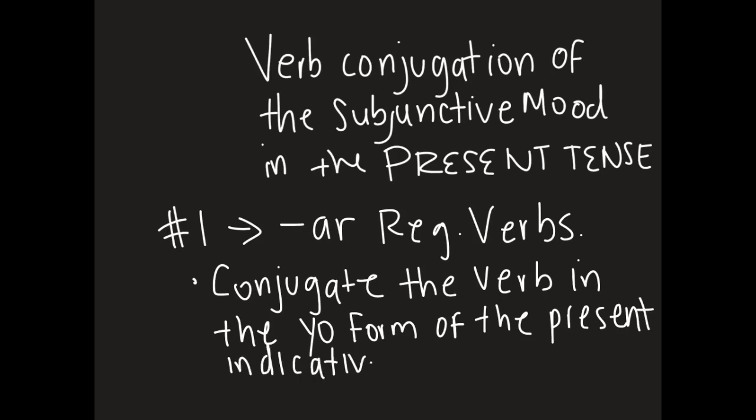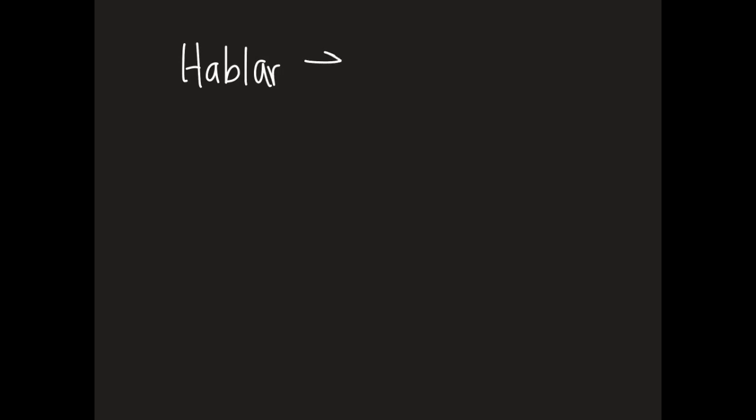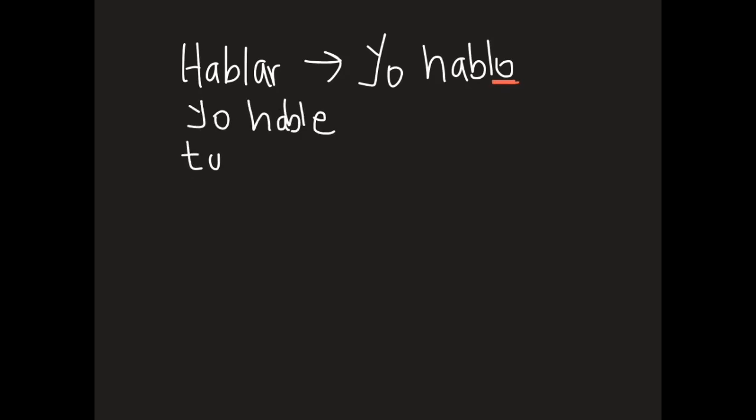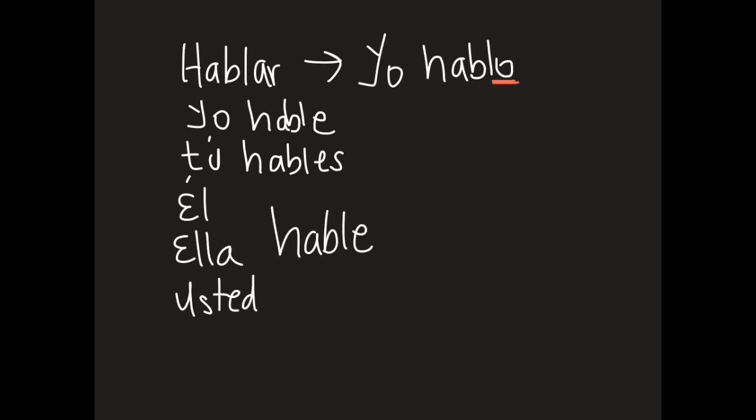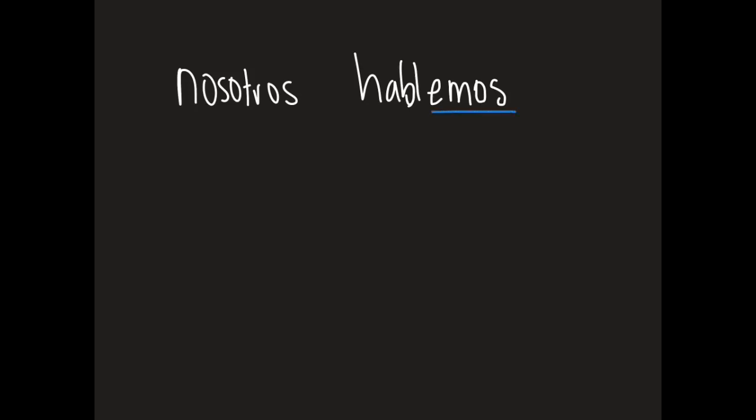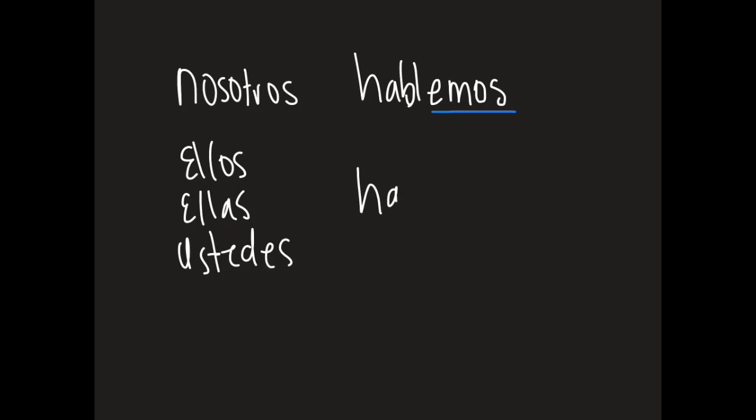So, for example, if we look at the verb hablar, first you say yo hablo, and then we change the O ending for E. So yo hable, tú hables, él, ella, usted hable, nosotros hablemos, and ellos, ellas, ustedes hablen.